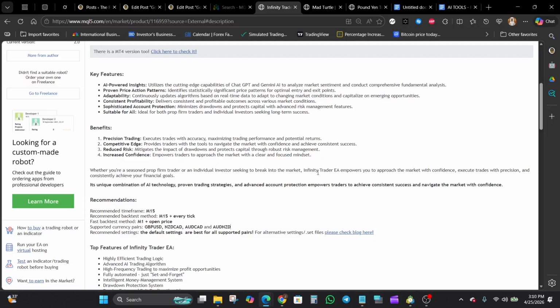Then we have the price action pattern recognition. This is where the EA identifies statistically relevant setups, things like breakouts, pullbacks, or continuation patterns. This adds structure to the system because even with AI assistance, it's still grounded in repeatable market behavior.